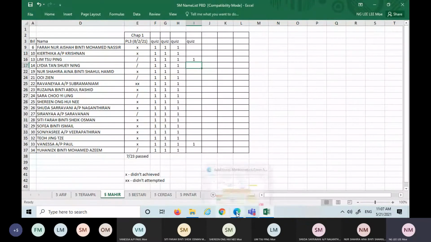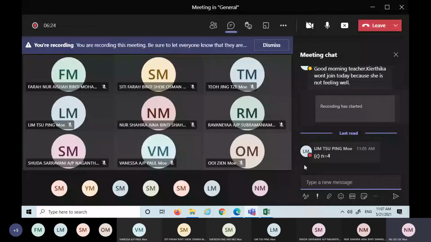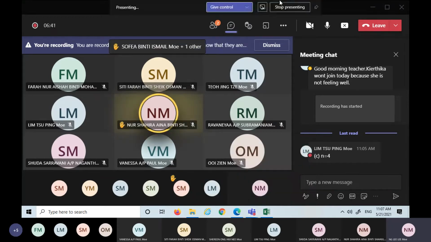Okay, then we see. This way is easier. How many cannot do? Okay, raise your hand. How many cannot do B? One hand only? Okay, two hands. Only two cannot do. The rest can all do.